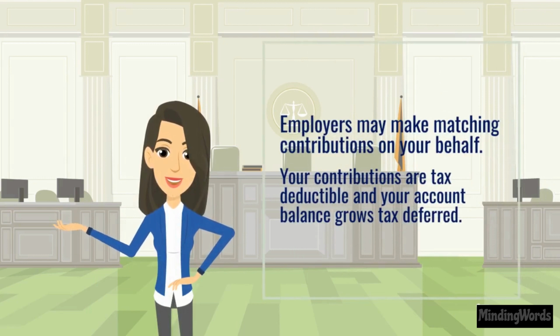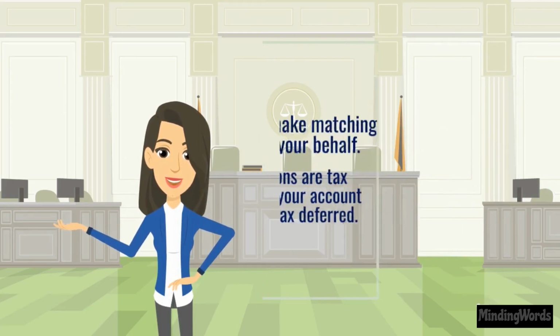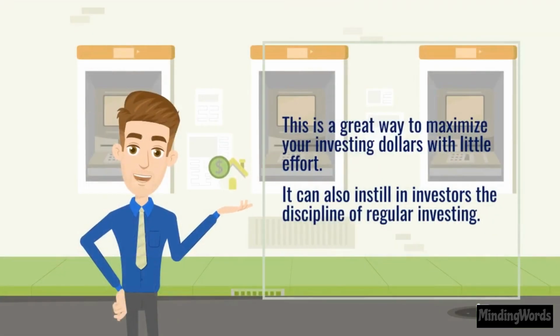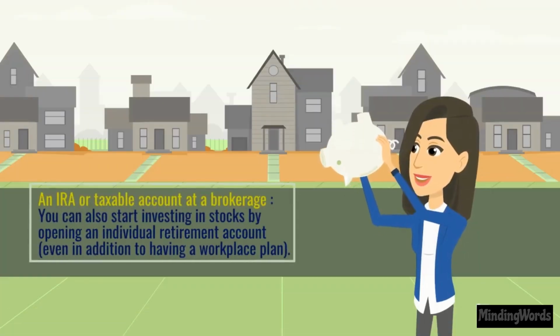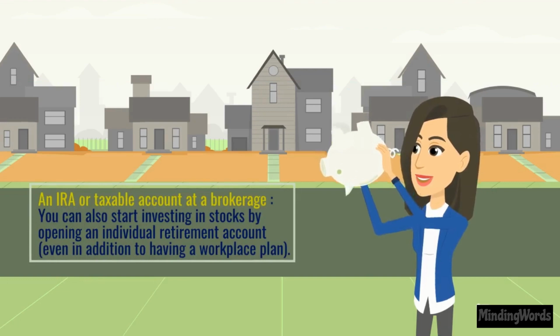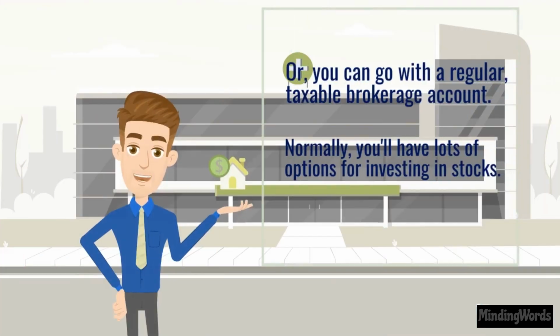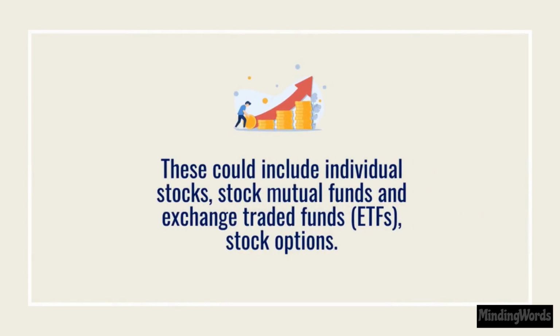Your contributions are tax-deductible and your account balance grows tax-deferred. This is a great way to maximize your investing dollars with little effort. It can also instill in investors the discipline of regular investing. An IRA or taxable account at a brokerage. You can also start investing in stocks by opening an individual retirement account, even in addition to having a workplace plan. Or, you can go with a regular, taxable brokerage account. Normally, you'll have lots of options for investing in stocks. These could include individual stocks, stock mutual funds and exchange-traded funds, ETFs, stock options.